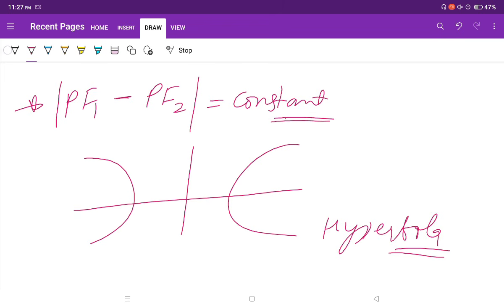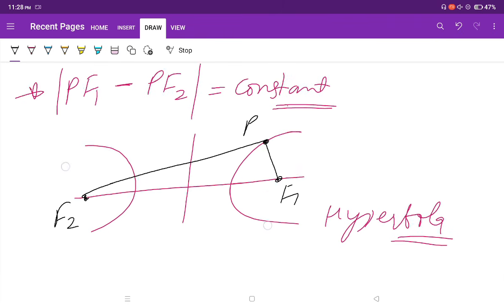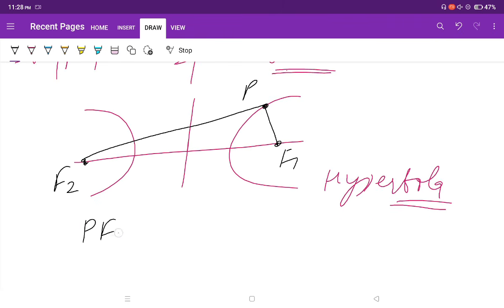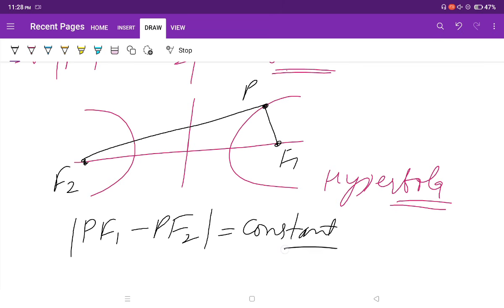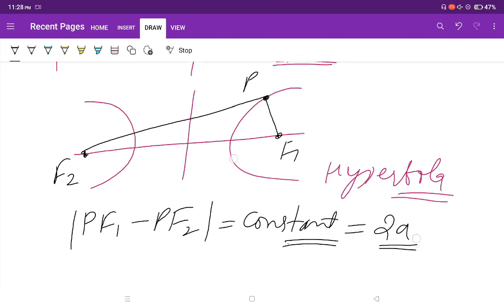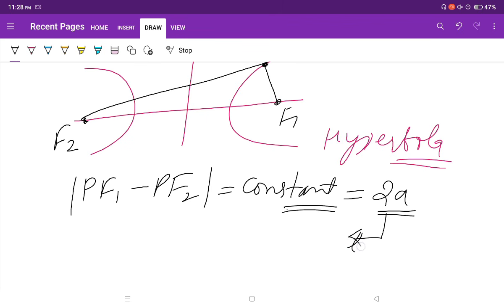Now what happens here is the distance. See, it also has focus 1, focus 2. Now if I take a general point here, say P, then the distance Pf1 minus Pf2, magnitude, equals a constant. Now this distance here is also 2a, which is the length of the major axis, right?